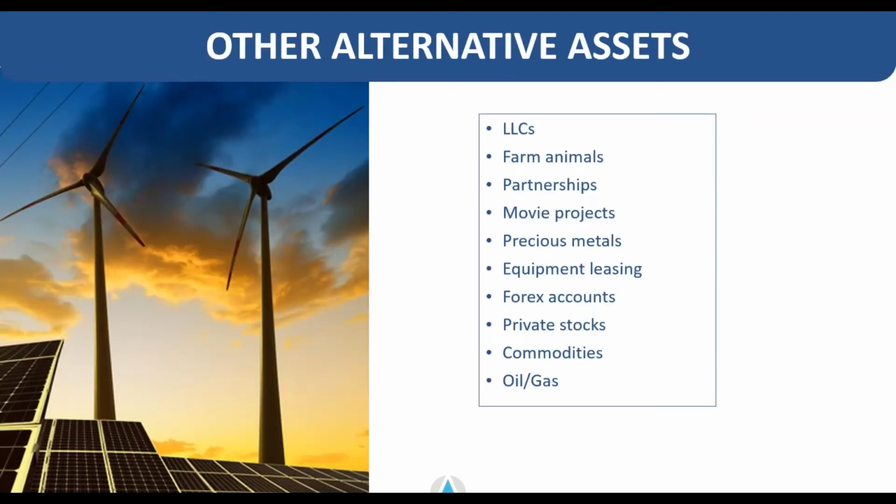Other alternative assets that we see are investing into LLCs, which we'll cover a little bit more thoroughly in one of our case studies this afternoon. Investing into actual farm animals for breeding rights, for use if they're going to be turned into any livestock or things like that. Movie projects, precious metals. You could own heavy equipment and lease that equipment to contractors, forex and private stock accounts, commodities, and even oil and gas rights can be held in a retirement account.